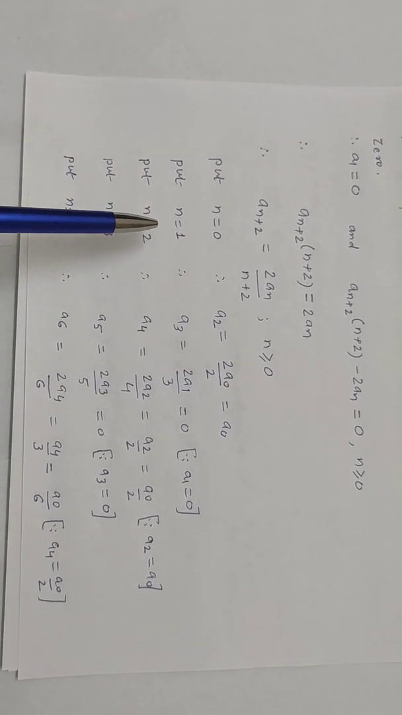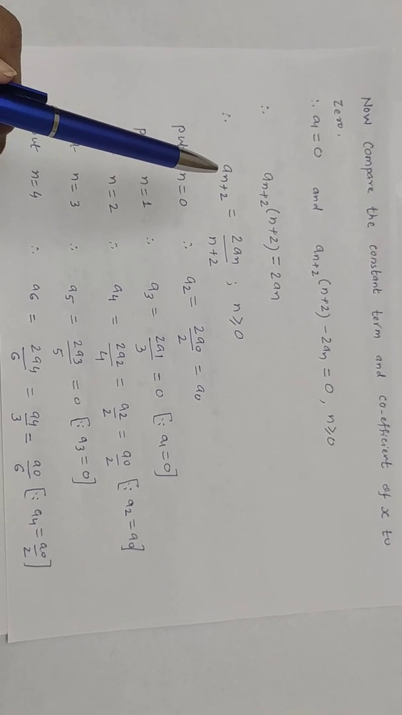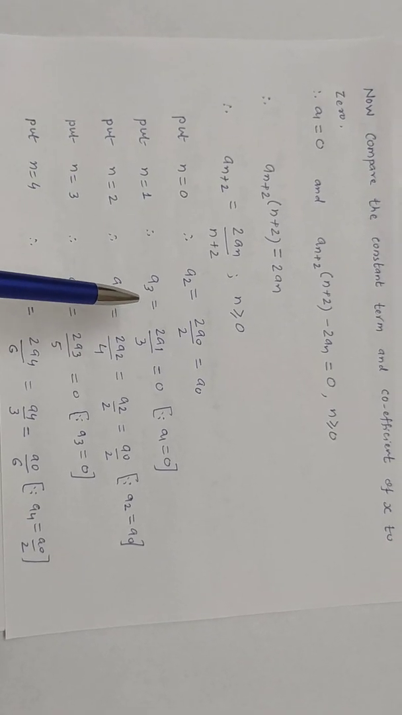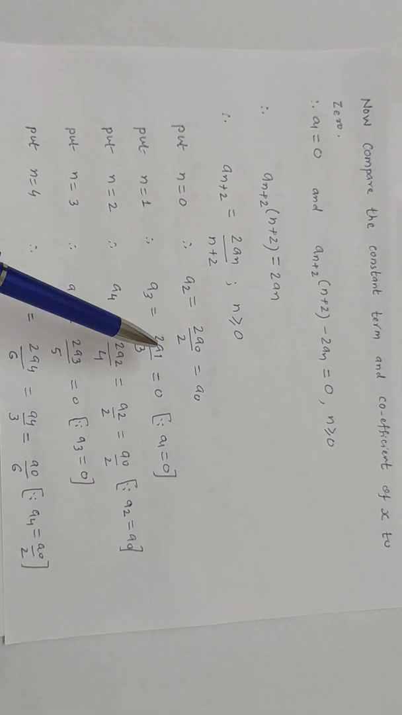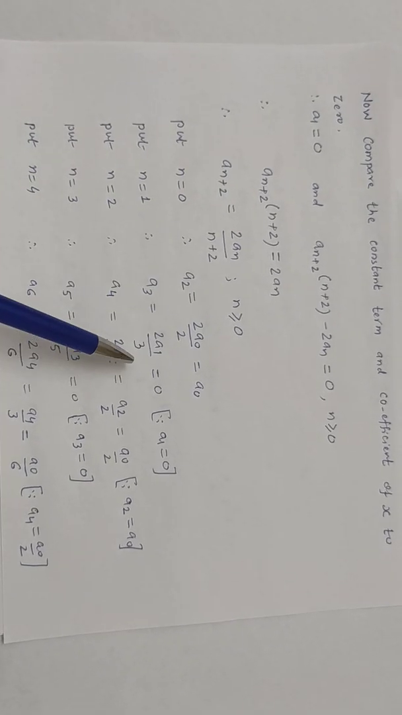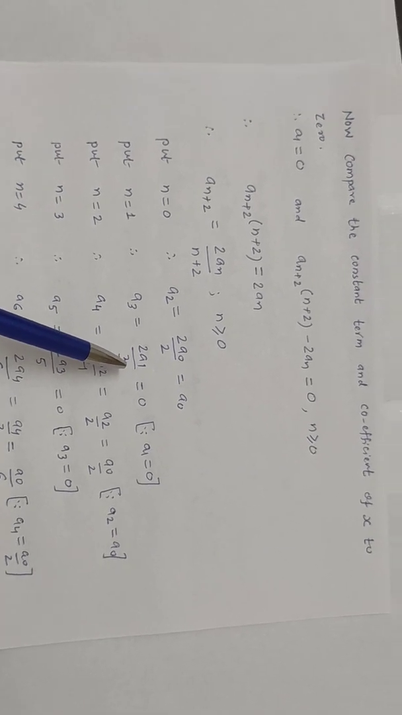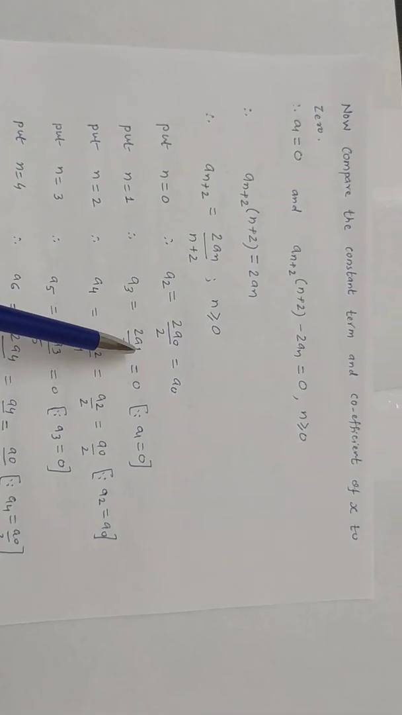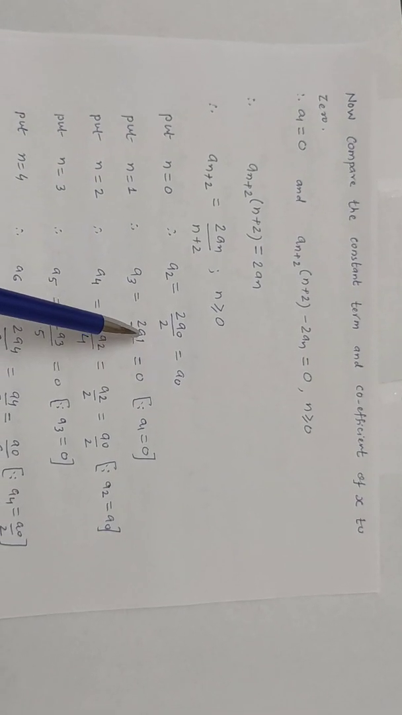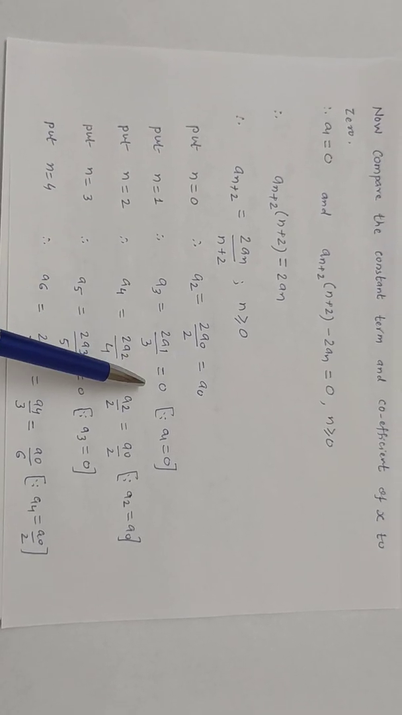Now put the value of n equals 1. If we put n equals 1, it becomes 1 plus 2, 3, so it is a3, and over here 1. So it becomes 2 times a1 divided by 1 plus 2, 3. Now you can see that the value of a1 is 0. So put the value of a1 as 0 over here, and 0 multiplied by any value gives 0. So the value of a3 is 0.